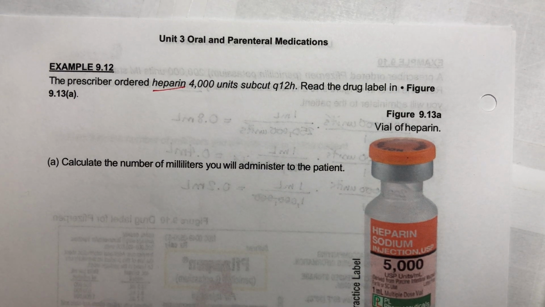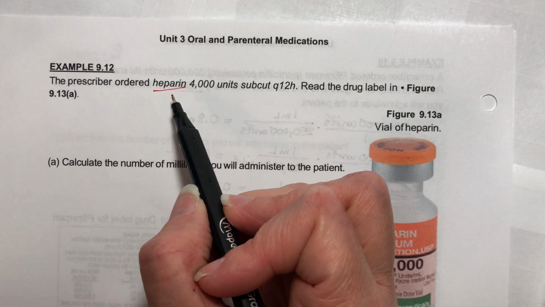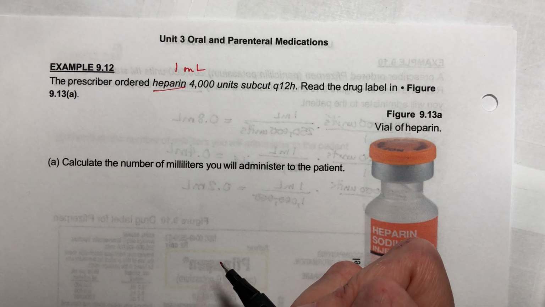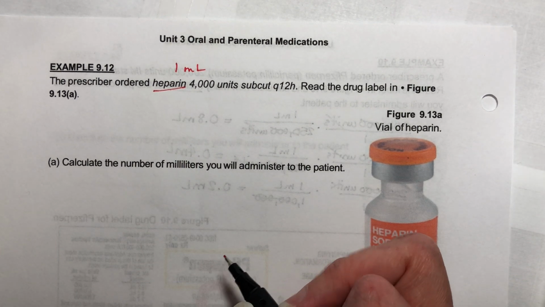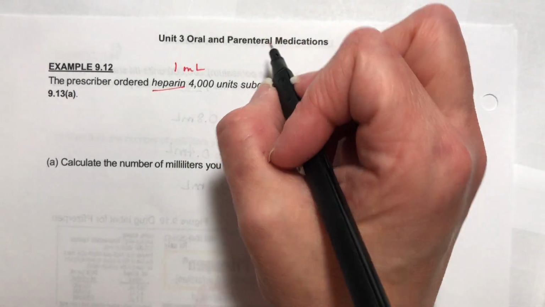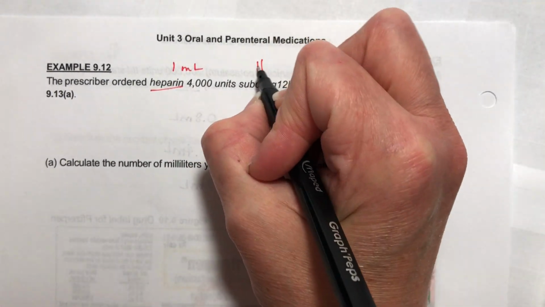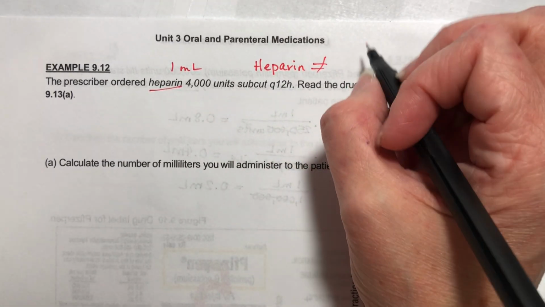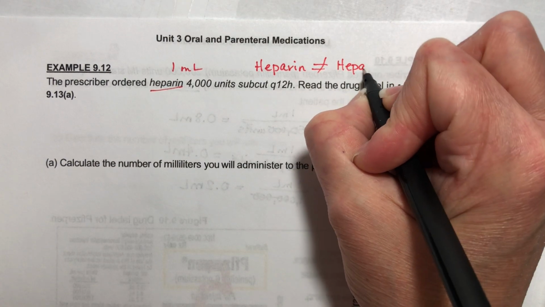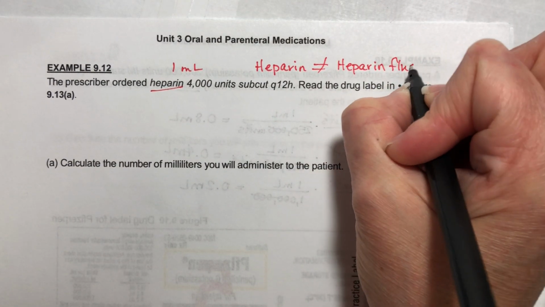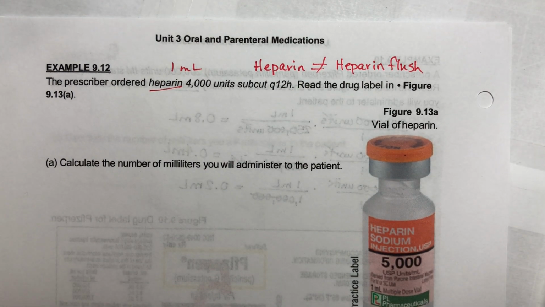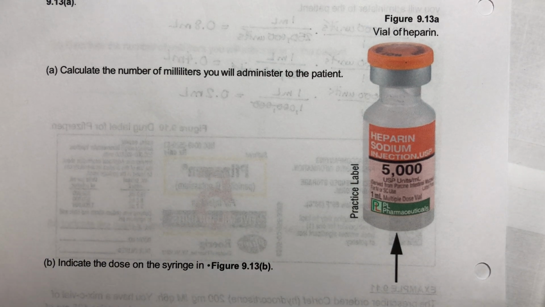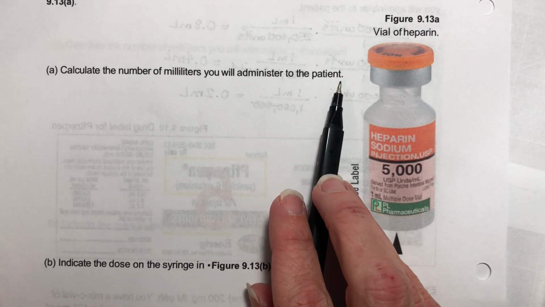Okay, we are always going to measure this very carefully. You want to use a 1 milliliter syringe so that you can get a very exact measurement. The other thing you need to make sure that you understand is that heparin is not the same thing as a heparin flush. You never want to get those two things mixed up. Okay, so let's look at our first problem. Calculate the number of milliliters you would administer to the patient.